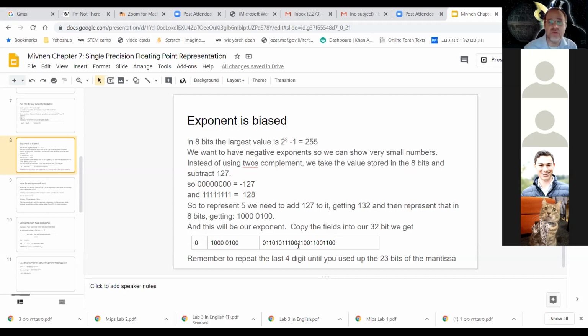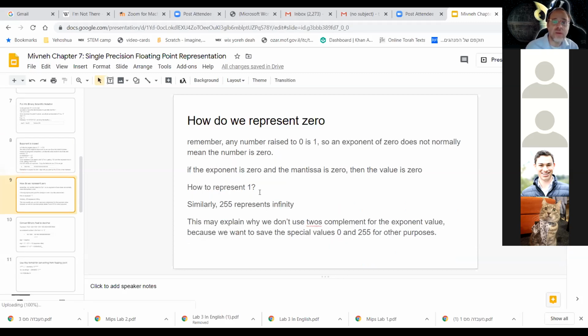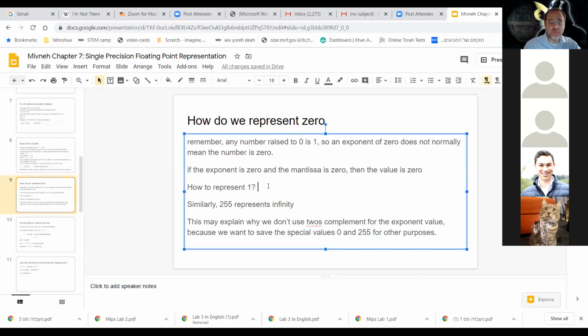All zeros means 0. So how do we represent 1? Simple. Use 127 as the power, or exponent, I should call it.